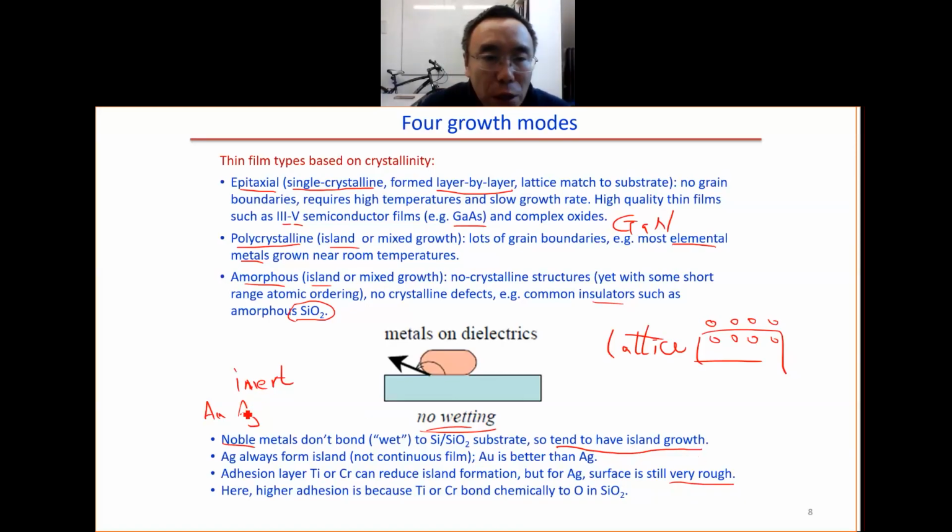To solve this problem, one way is to add an adhesion layer of titanium or chrome before deposition of gold or silver. That means if we want to coat silver, you first coat titanium or chrome, then you deposit the silver. This gives you better adhesion, because otherwise the film does not wet the substrate, the adhesion will be poor, and the film will also be very rough. Chrome and titanium give better adhesion because they can chemically bond to oxygen in the oxide underneath. So you have strong bonding.